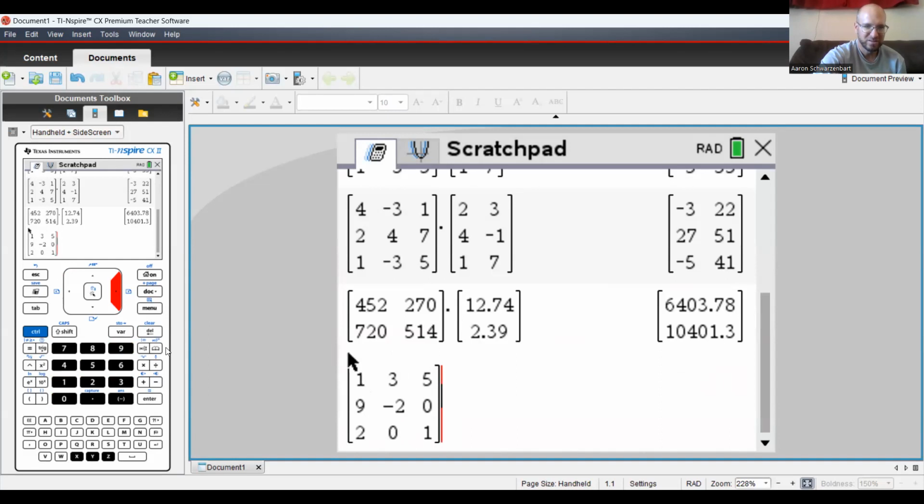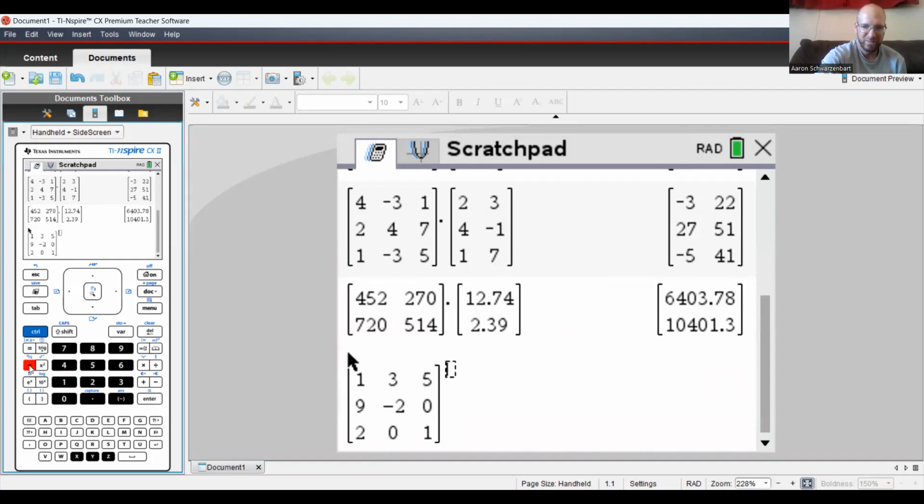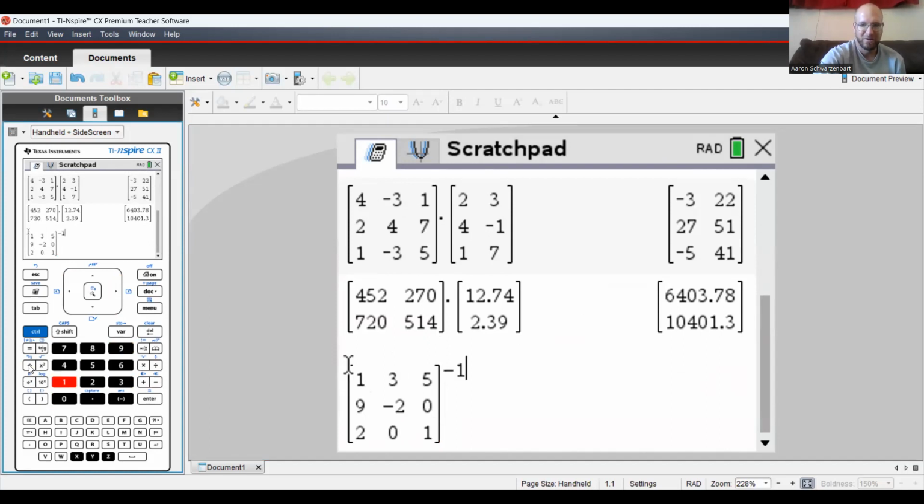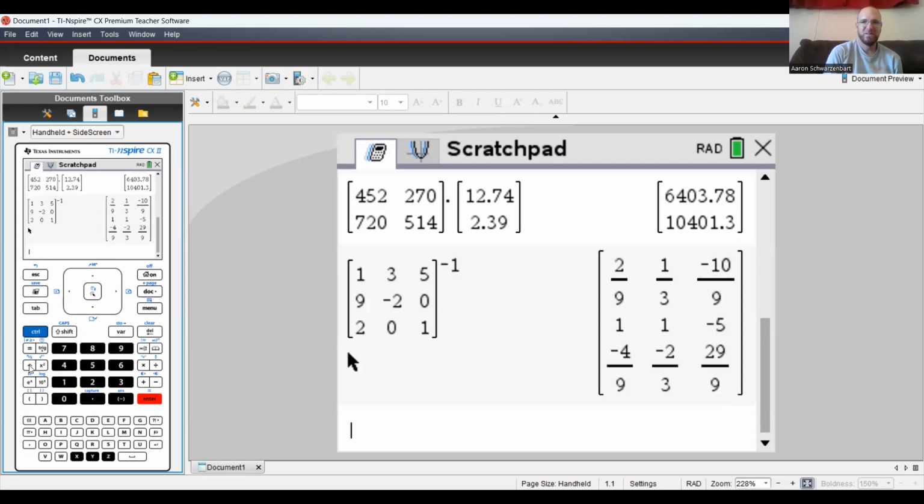To do an inverse, the notation is to the -1 power. It doesn't mean the same thing as the -1 power, but the calculator will interpret this as inverse. There's my inverse matrix. 2/9, 1/3, -10/9, 1, 1, -5, -4/9, -2/3, 29/9.